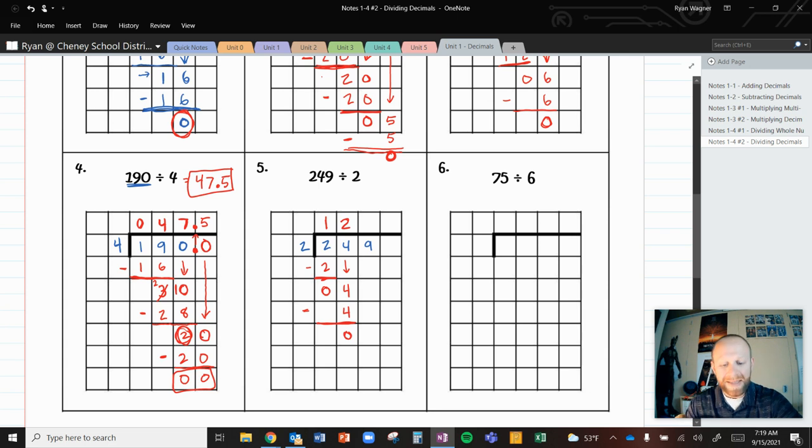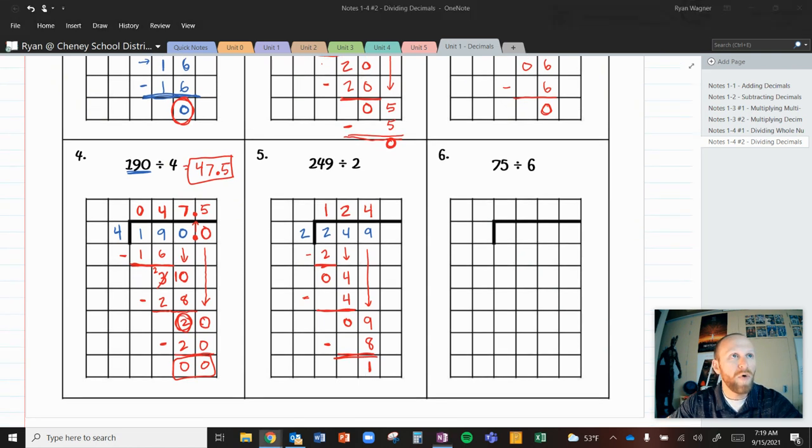Again, we're not done yet because we still have a 9 to deal with. We're going to drop down our 9. How many times can 2 go into 9? 2, 4, 6, 8, 10. So we got to take 1 away. 8. So we go 4 times. 4 times 2 is 8. Now let's subtract. 9 minus 8 gives us 1.